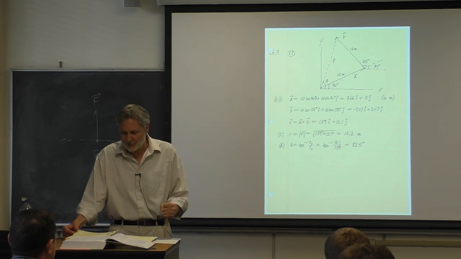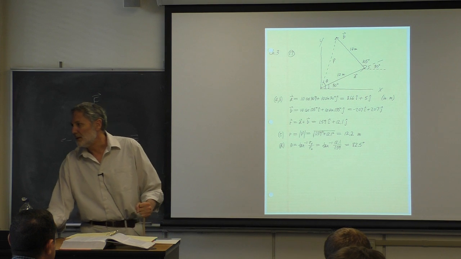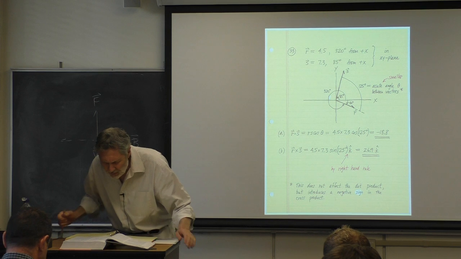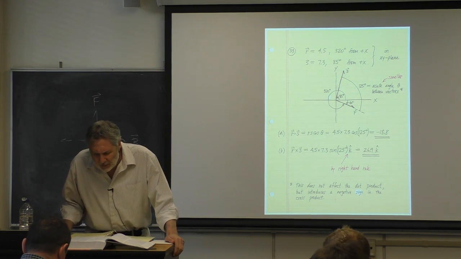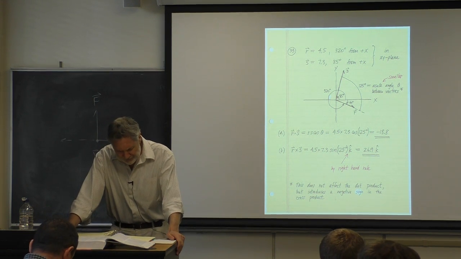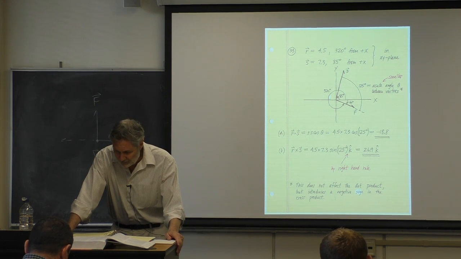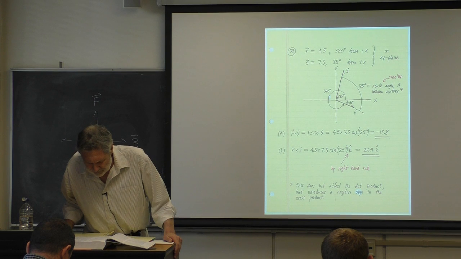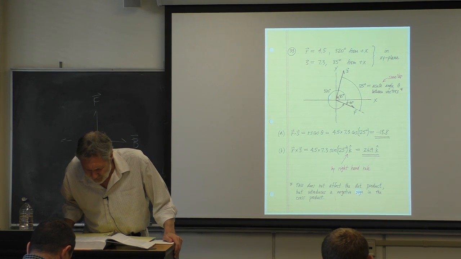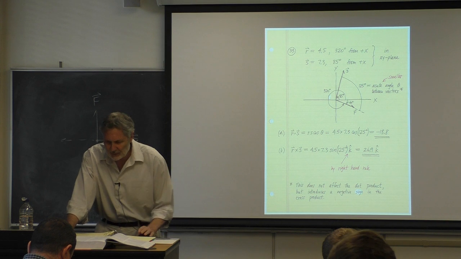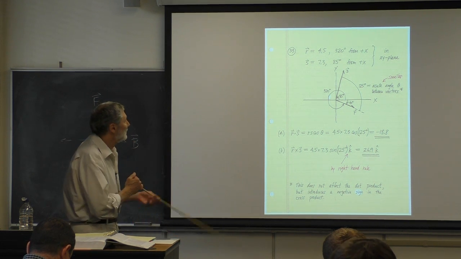Okay, any questions about that one? Okay, the next one is 33. So now we're given two vectors. This looks like a purely two-dimensional problem. In the xy plane, we're given the magnitudes and directions, and now we want to find the dot product and the cross product.